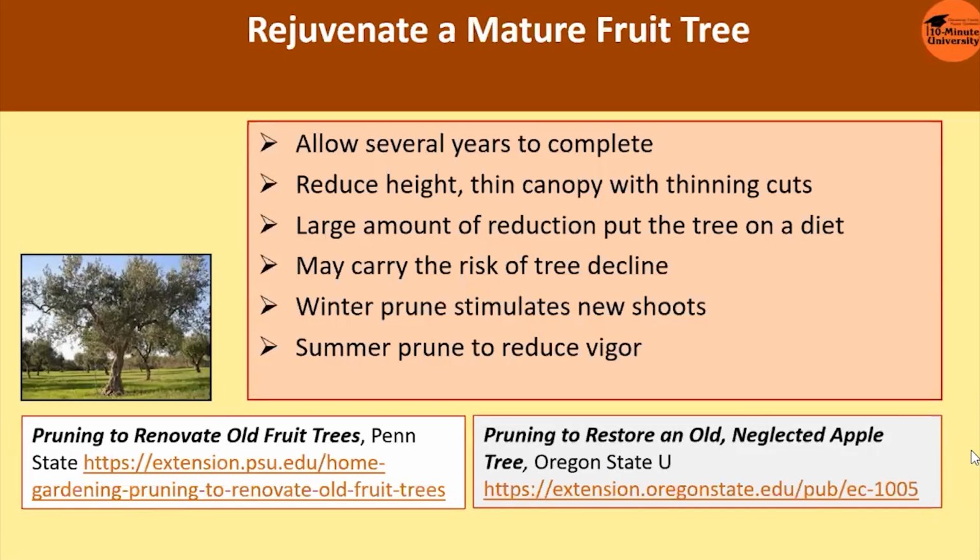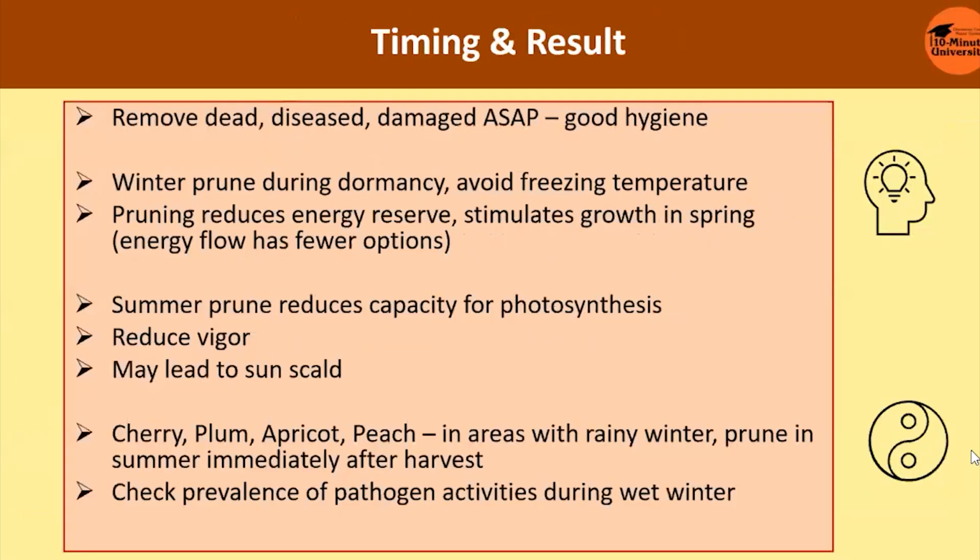And again, if you prune in the winter, you will stimulate new shoots in response to the pruning. And if you prune in the summer, you are going to reduce the vigor of the tree, but you're less likely to get new shoots develop as a result of your pruning cut. So in terms of timing and the result on the tree, if you see anything dead, diseased, damaged, take it out as soon as you notice. That's simply good hygiene. Don't worry about the timing.